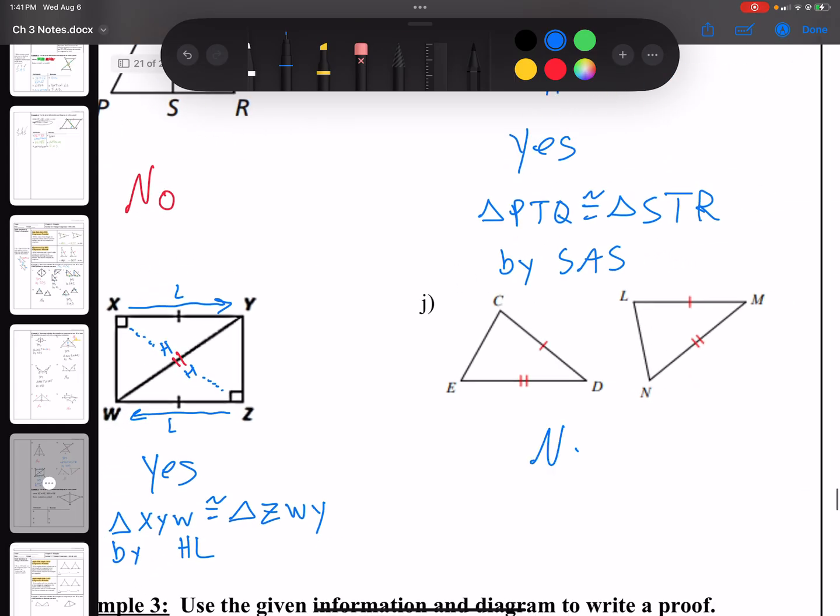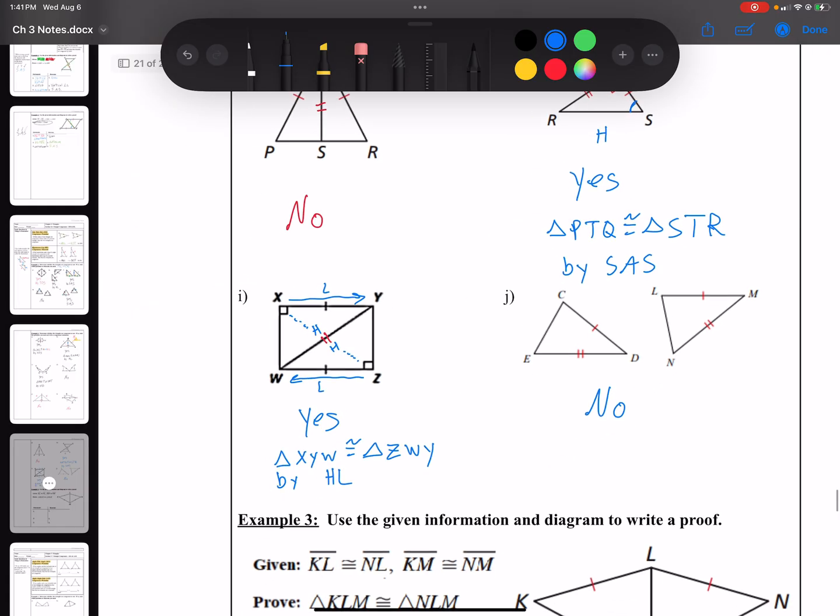There is not enough information. Those triangles are not congruent. I have two pairs of equal sides. I don't know the third side is equal. I don't have any right angles anywhere, so I can't use HL. And I don't have an equal angle. There's no side angle side. There's no side side side. Not enough information.